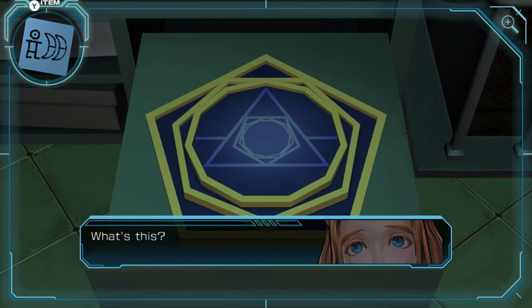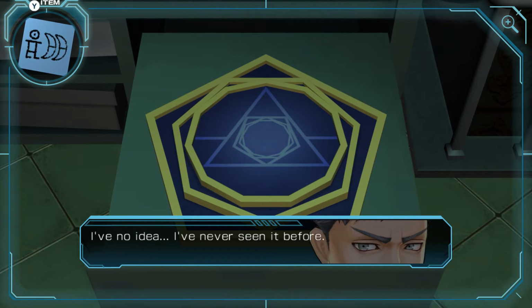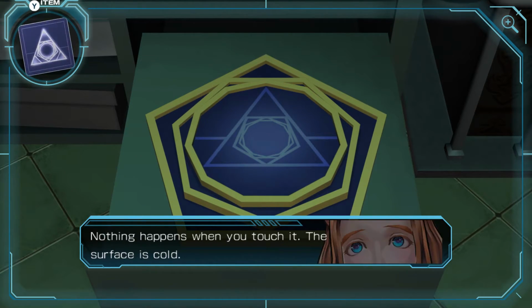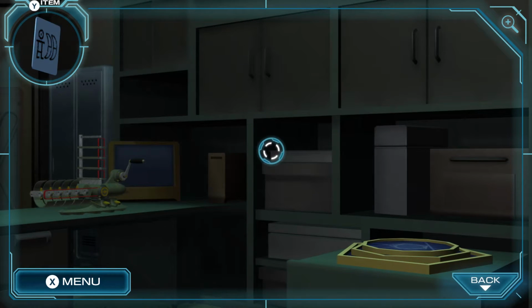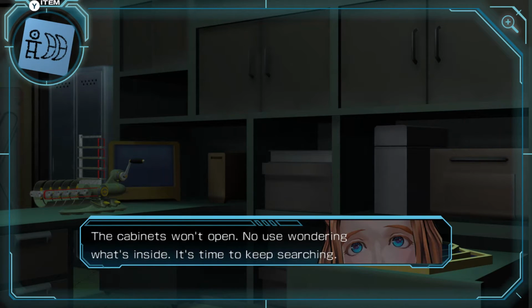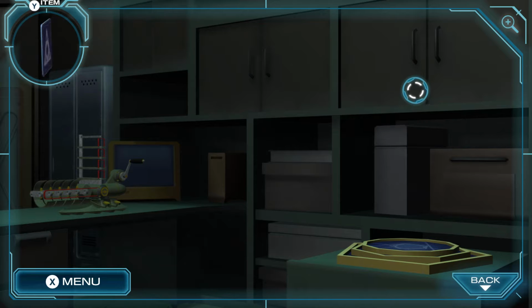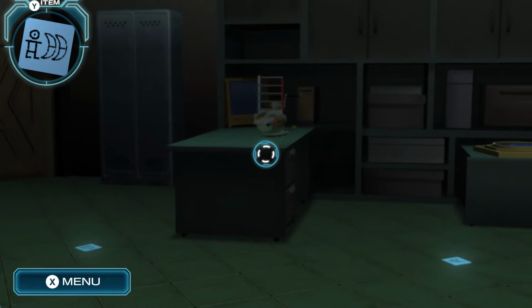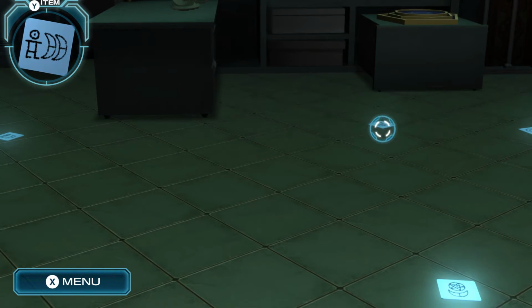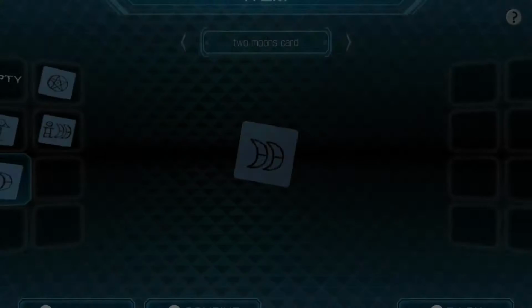But what's this? I've no idea. I've never seen it before. Nothing happens when you touch it. The surface is cold. I'm sure that'll be more important later. It's got the same symbol that the cards have on the backside. I'm sure we're gonna have to pick all these up.